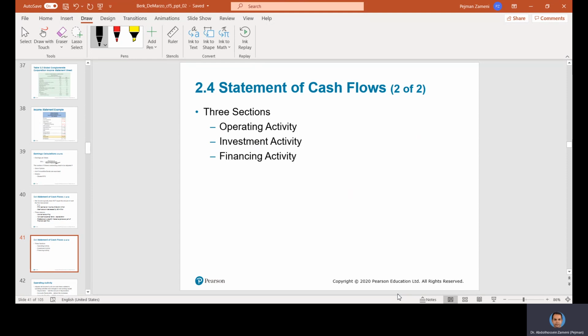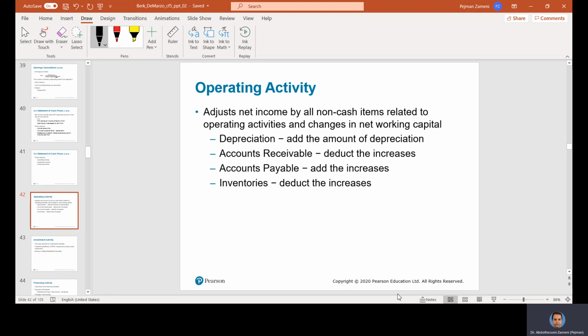Okay, the statement of cash flows could be divided or categorized in three different forms. It means that the money that comes into the company or goes out of the company can be categorized in these three forms: operating activity, investment activity, and financial activity. Operating activity adjusts net income by all non-cash items related to operating activities and changes in the net working capital. It means we're going to add back the depreciation.